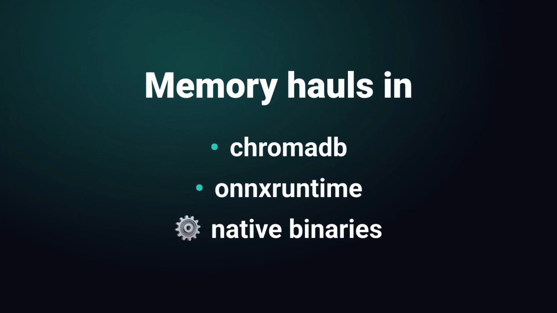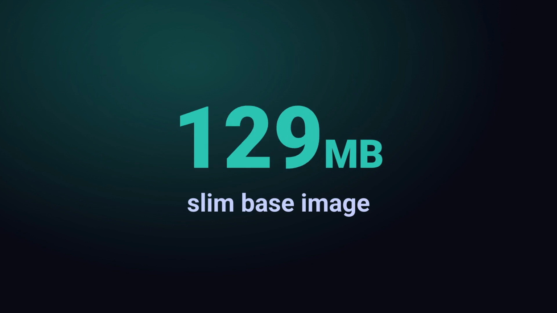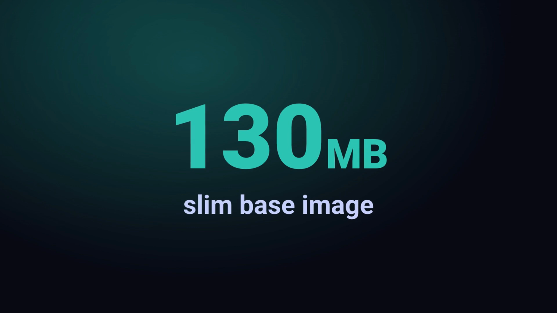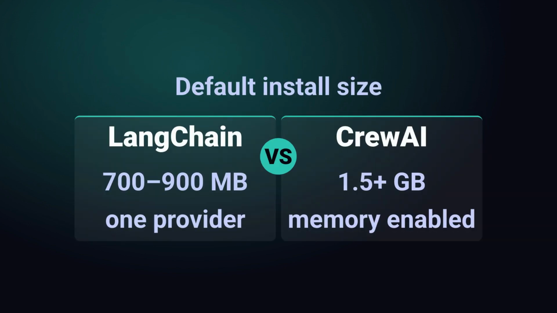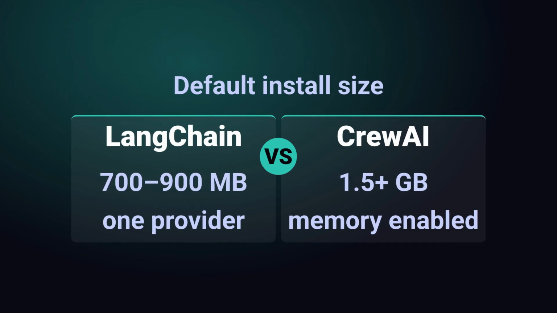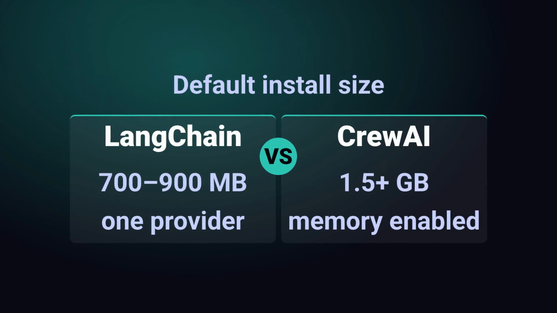So let's put real numbers on it. A bare Python 3.11 slim base sits around 130 megabytes. Layer a minimal LangChain install with a single provider like langchain-openai on top, and you're realistically looking at 700 to 900 megabytes once the transitive dependencies settle. Do the equivalent CrewAI install with default memory enabled, and you'll commonly cross 1.5 gigabytes, sometimes brushing 2, largely because of chromadb and onnxruntime dragging in those compiled native components.